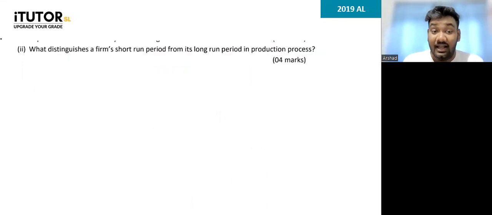Next one. What distinguishes a firm's short run period from its long run period in the production process? A very easy stock question. So what is the short run period? You can say the short run is a time period where at least one factor of production is fixed. So if the firm wants to increase its output, it can usually only increase its labor while capital is fixed. And then you can say the law governing this is the law of diminishing marginal returns.